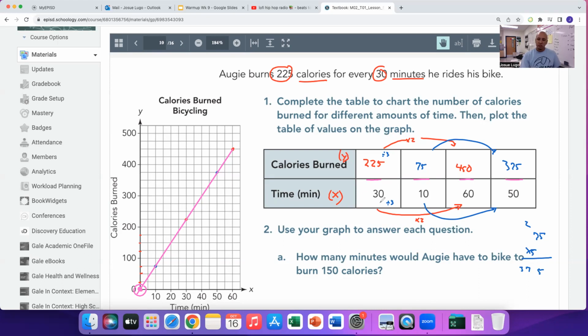Okay. So that's pretty much it, ladies and gentlemen. We can match the table with the graph, and we can match the graph with the table. That's always going to work.